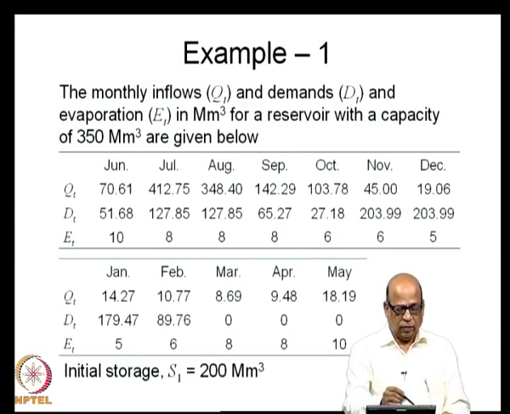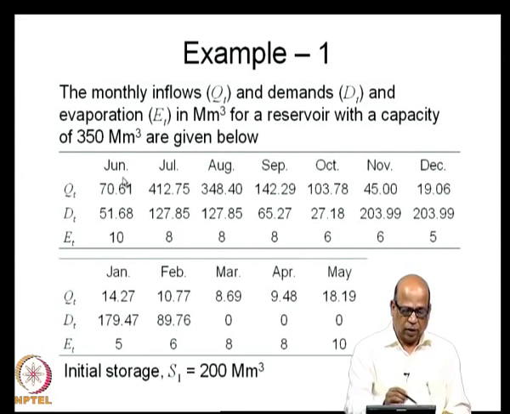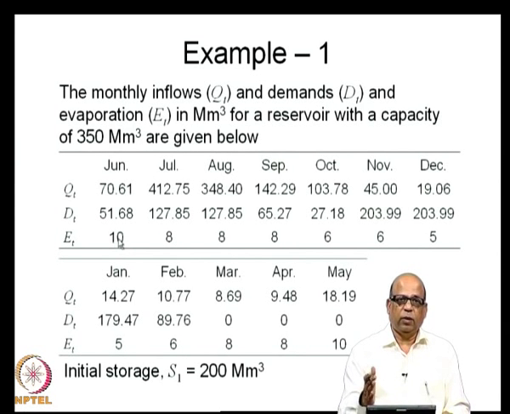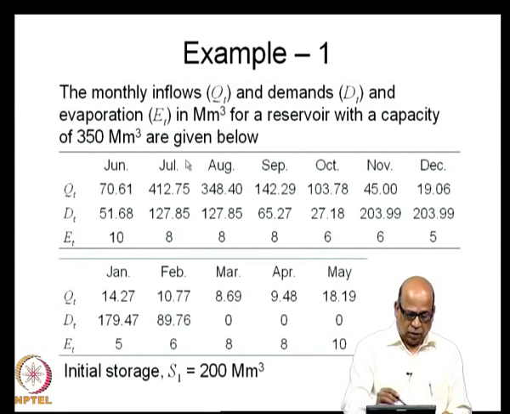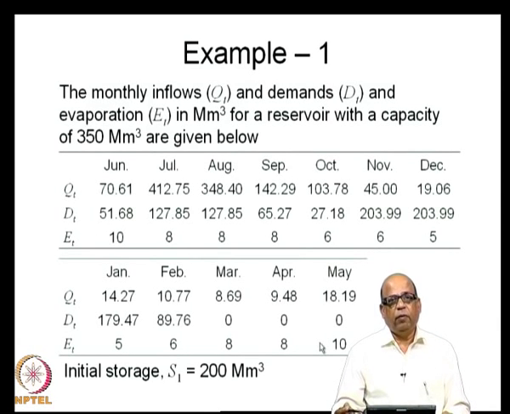But when we take this E T in volume units for a particular month, let us say June has an evaporation of 10 million cubic meters. It means that we have taken the average of evaporation from the reservoir over a long period of time, and that is what we are putting here. All right. Now, with this, we will simulate the reservoir operation with the standard operating policy.